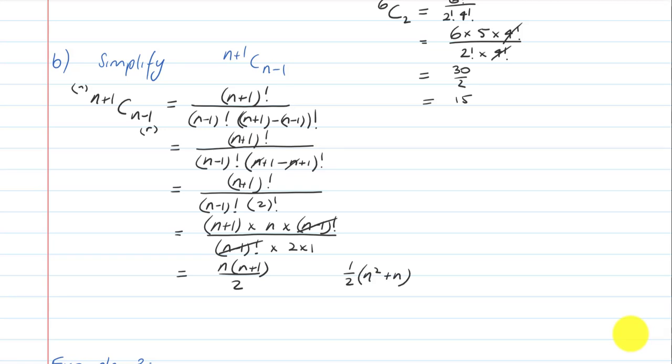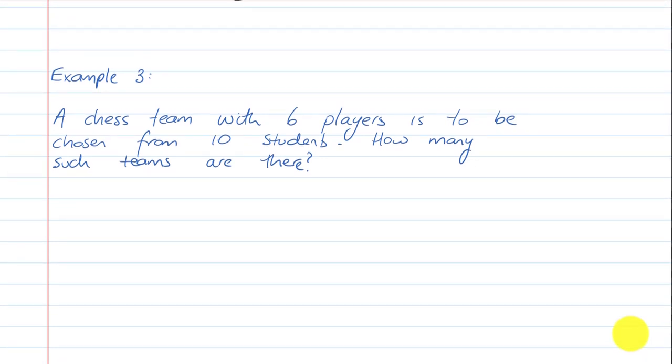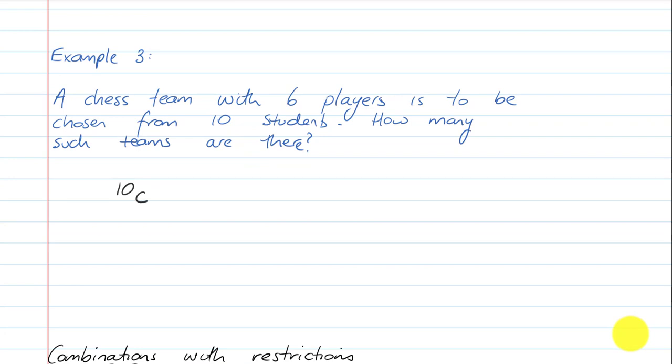So that's example 2. We're going to have a look at one more example now, example 3, and then we'll be finished this video. A chess team with 6 players is to be chosen from 10 students. How many such teams are there? So this is 10 choose 6. And 10 choose 6 is 10 factorial over 6 factorial 4 factorial. But there's no indication here that we can't use a calculator. So let's assume that maybe we're in a calculator exam, and 10C6, I can put in my calculator and I get 210.